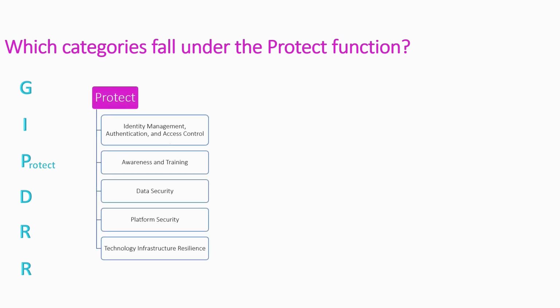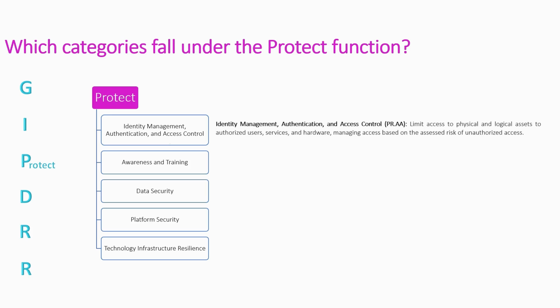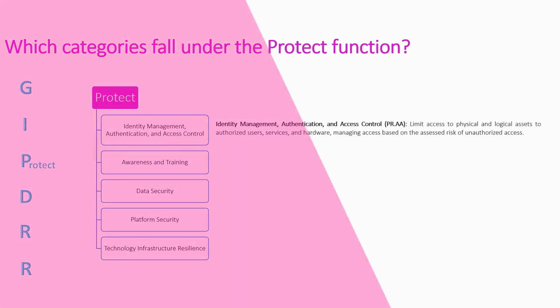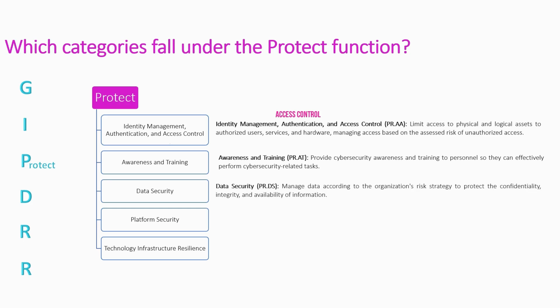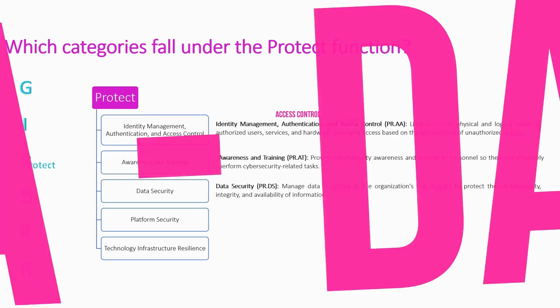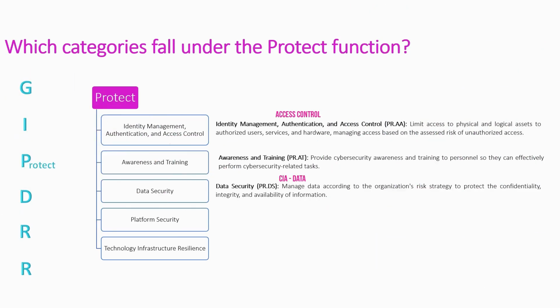Here we have a total of 5 categories. The first category requires that a structured process should be implemented for physical and logical access controls. The second category requires providing cybersecurity awareness and training to the employees. The third category requires that a structured process should be implemented to ensure CIA of the information.